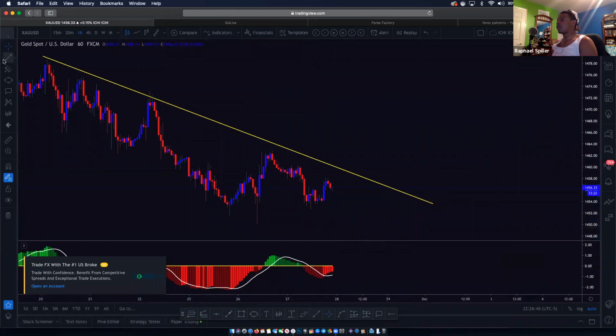But on the smaller time frames, wait for a flag before selling. On a smaller time frame.